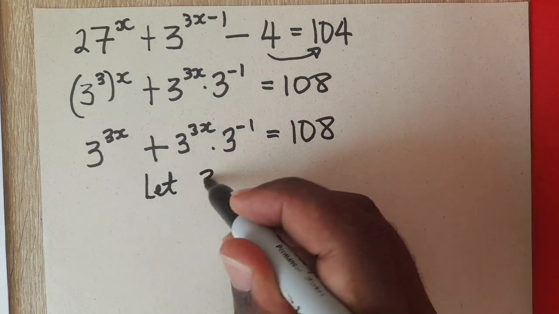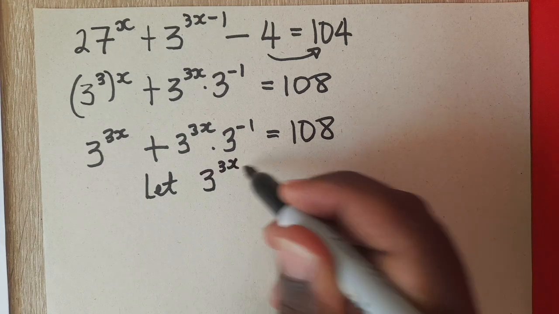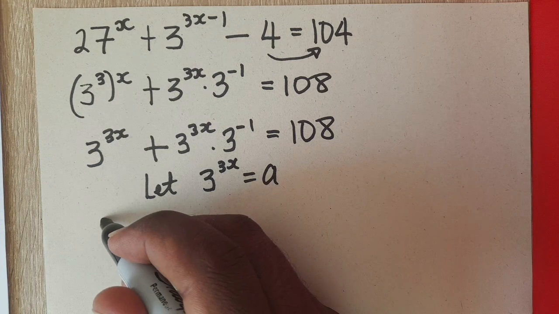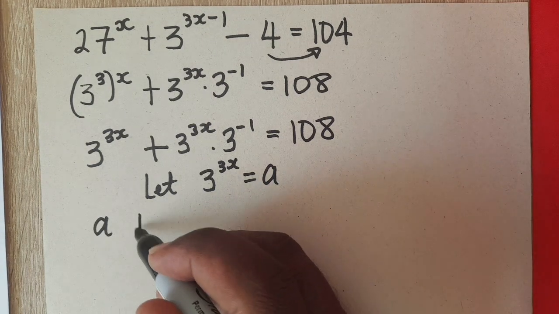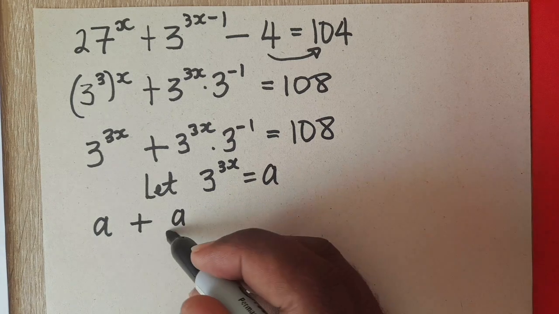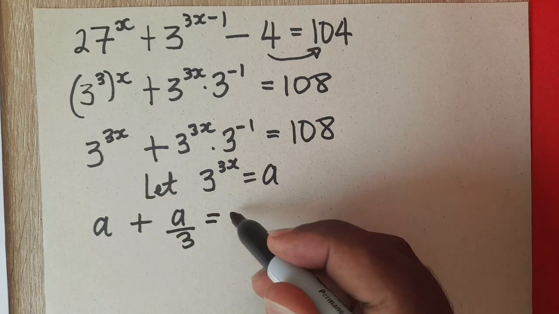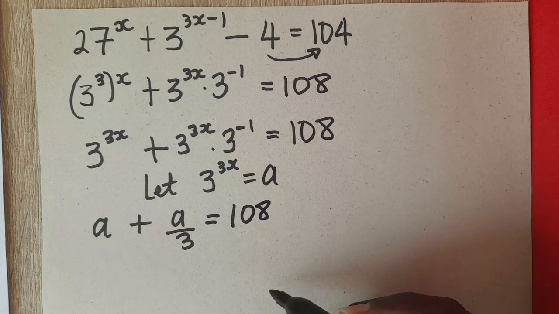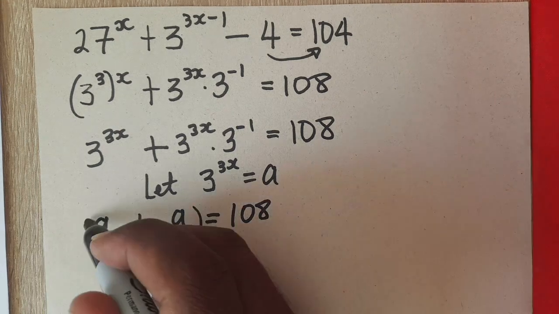Now, I noticed that in the two terms on the left, I can substitute 3 to the power of x with a variable a so that it just looks a little bit simpler. So then I'll have a plus a over 3. The reason why it's over 3 is because of that negative exponent. It turns it into a fraction, and that's going to be equal to 108.